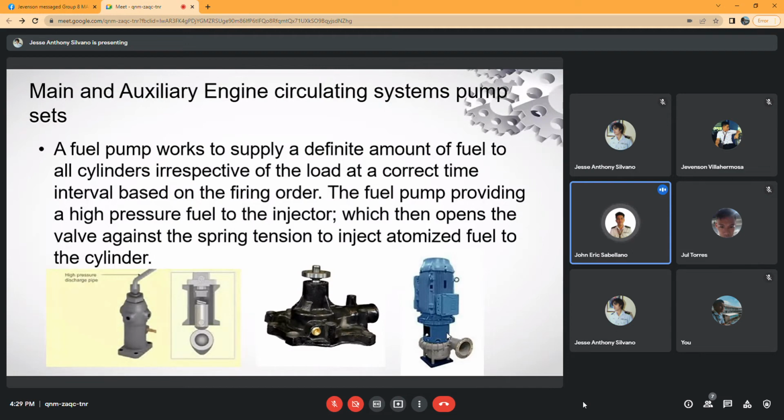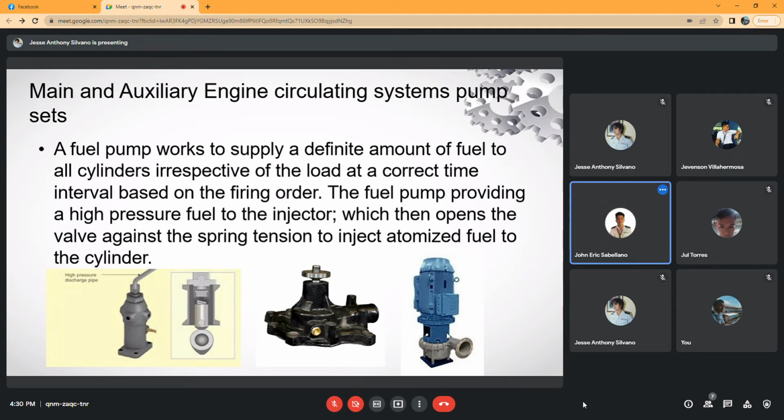Good day. I'm Engine Cadet Sabellano and I'm explaining the main and auxiliary engine circulating system pump sets. A fuel pump works to supply a definite amount of fuel to all cylinders irrespective of the load at the correct time interval based on the firing order. The fuel pump provides high pressure fuel to the injector, which then opens the valve against the spring tension to atomize fuel to the cylinder.